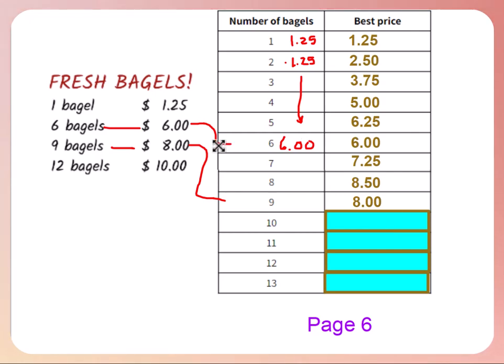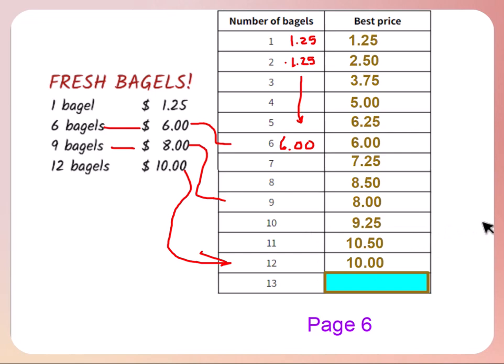For 10 bagels, we're going to buy 9 at $8 plus 1 more. 11, 9 for $8, add 2 more. And then 12, we've got a discount of buying in bulk. We get 12 for $10. And then 13, we've got to buy those 12 bagels and then add on 1 more at $1.25 for $11.25. So fill in that chart, and then we're going to move to the next page.